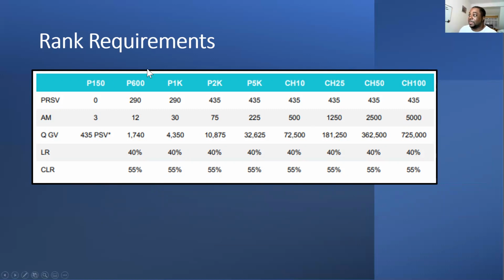So you can see here, your rank requirements. You got your PSRV. Remember I told you about that. These are your customers, these are your key people you need to have. Obviously, you're going for P150. You got 3 here. Automatically, you're going to have those people as your PSRVs anyway, because they're coming in as your customers.